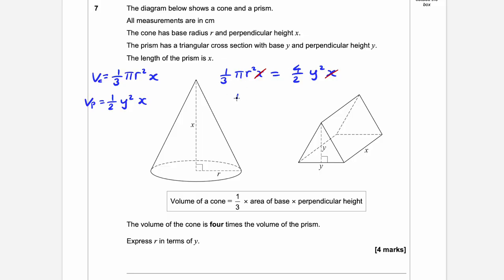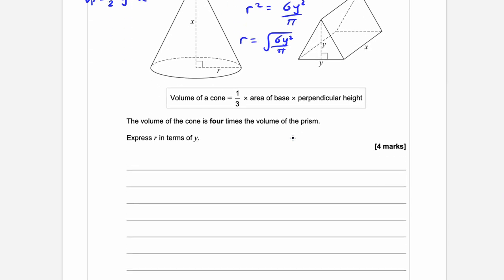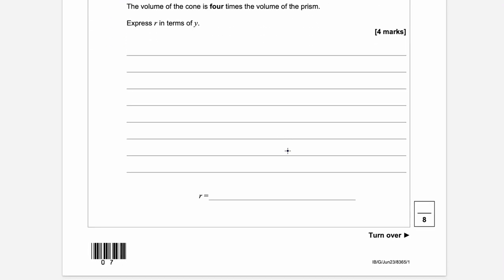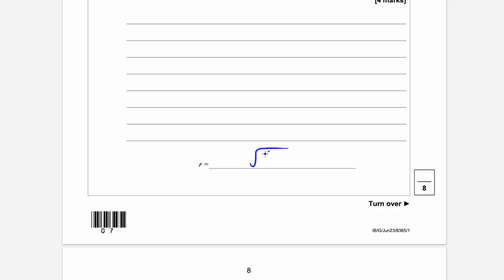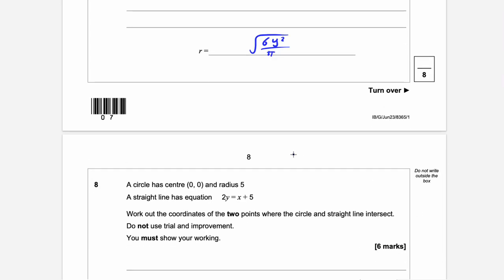Nice. Then I can multiply across by 3, so pi r squared is equal to 4 over 2, which is 2, by the way, guys, and 2 times 3 is 6, so that's 6y squared. Then r squared is 6y squared over pi, and then r is the square root of 6y squared over pi, and I think that is it. That's the right answer. Okay, square root of 6y squared over pi.